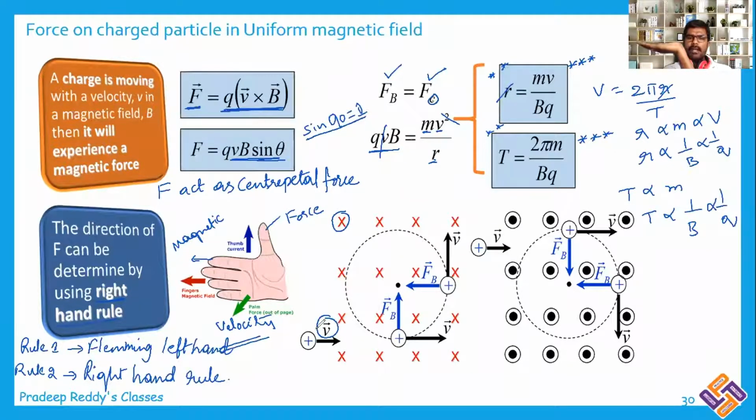Now you put these four fingers parallel to velocity, and curl them towards the magnetic field. The magnetic field is into the screen. That's the reason why I should curl them into the field, and the thumb represents the direction of the force. So the charged particle will experience force in the upward direction. This is how you can use the right hand rule.